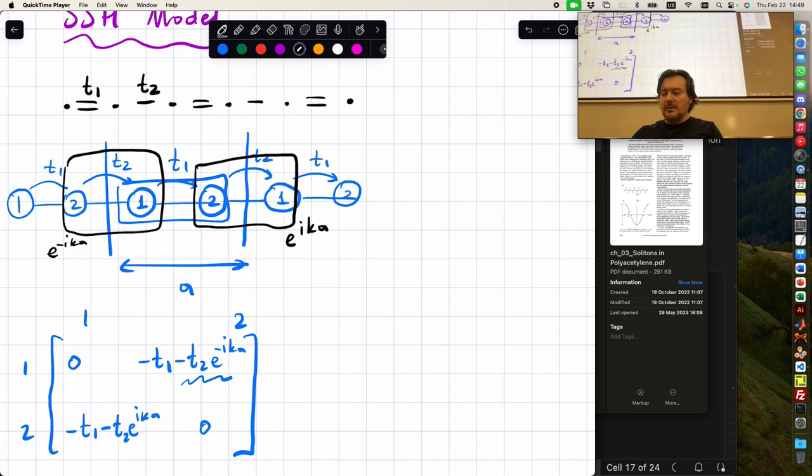Okay, that's it. That's the model that we need to understand. But this model is so, so deep. I mean, unbelievably deep. Let me show you.